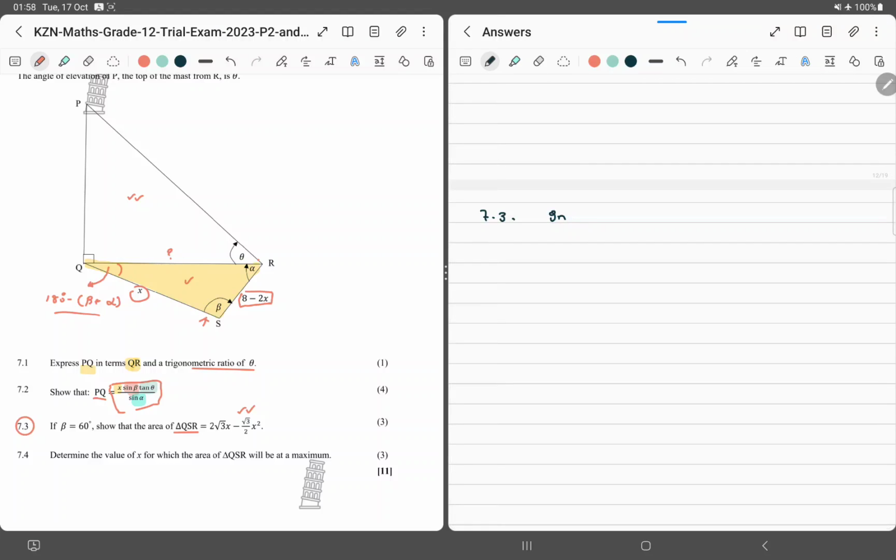So we can say in triangle QSR, we know that the area of triangle QSR is going to be half QS times SR times the sine of the included angle, which is angle S. So why are we doing this? This is the area rule.